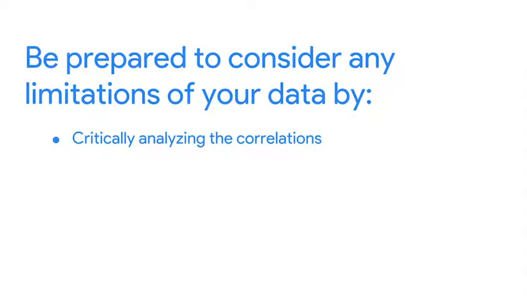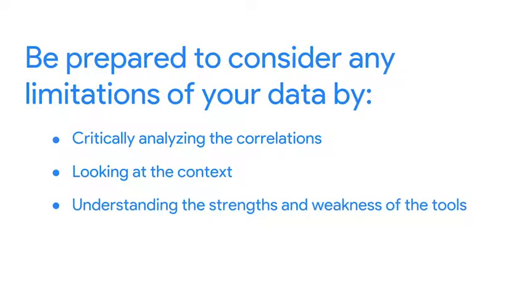Finally, be prepared to consider and describe to your stakeholders any limitations in your data. You can do this by critically analyzing the patterns you discovered in your data for integrity. For example, could the correlations found be explained as coincidence? On top of that, use your understanding of the strengths and weaknesses of the tools you used in your analysis to pinpoint any limitations they may have introduced.